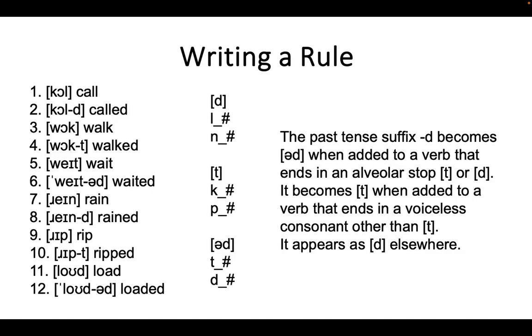And so here is the rule that we can write. We can say that the English past tense suffix d appears as ud after a verb that ends in an alveolar stop. It appears as t after a verb that ends in a voiceless sound other than t, and it appears as d elsewhere. And now we have a rule that accounts for all of our data.